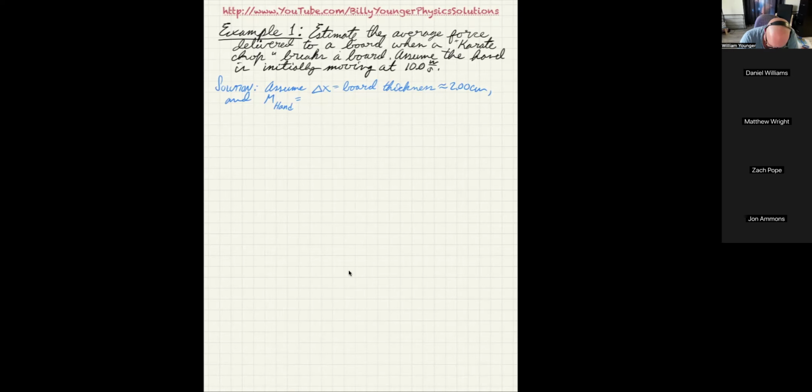So what I'm going to do is I'm going to use something like that idea, and I'm going on the assumption that the human hand is about 1 kilogram, and by doing this, I should be able to use basically our kinematic equations and our understanding of physics to estimate roughly the force required to break a 2 centimeter thick board. So, what we're going to imagine is that there's a hand.